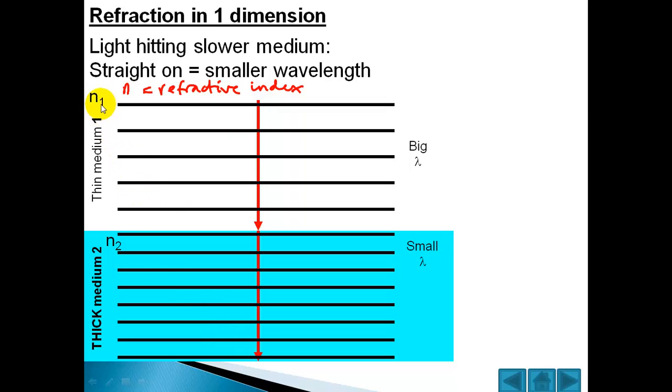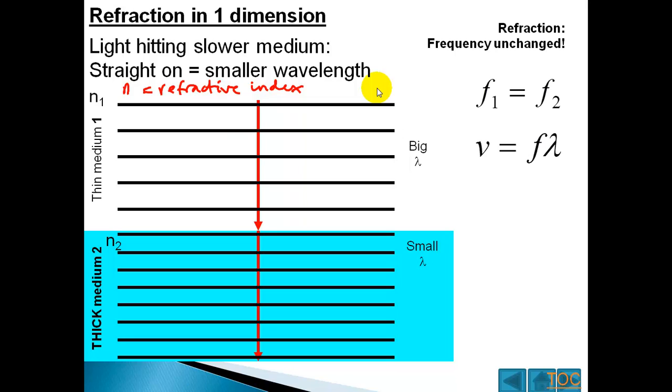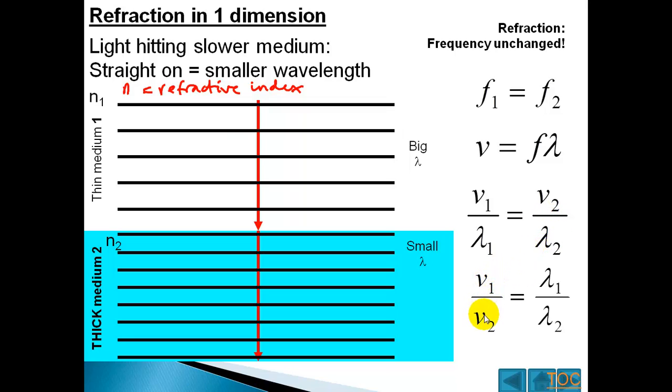This is the refractive index of the first medium, and the refractive index of the second medium. So what the rules are: the frequency is still the same, it remains unchanged. We know that v is equal to f lambda. We rearrange to have f equal to v over lambda. So f for the first medium is equal to v1 over lambda 1, which is equal to f for the second medium, v2 over lambda 2. We rearrange, so the ratio of the velocities is equal to the ratio of the wavelengths.